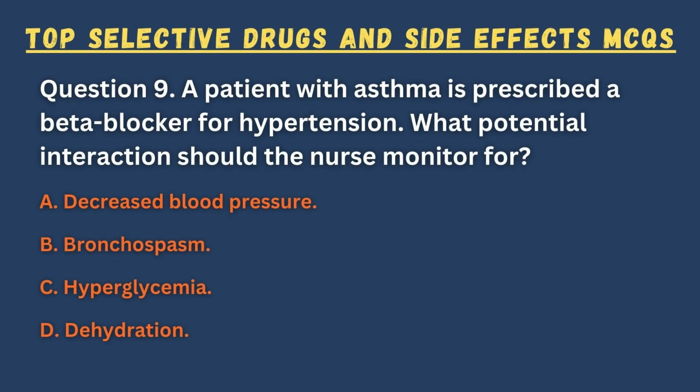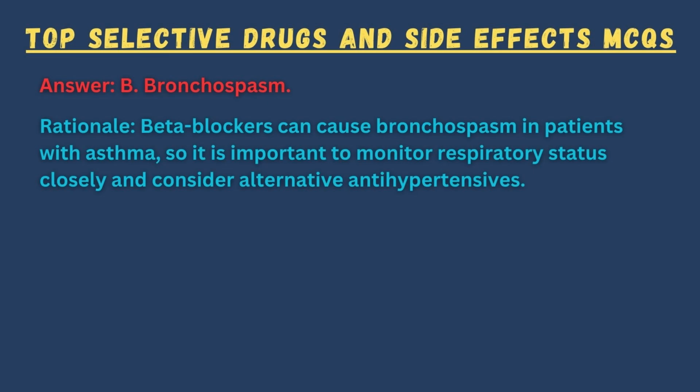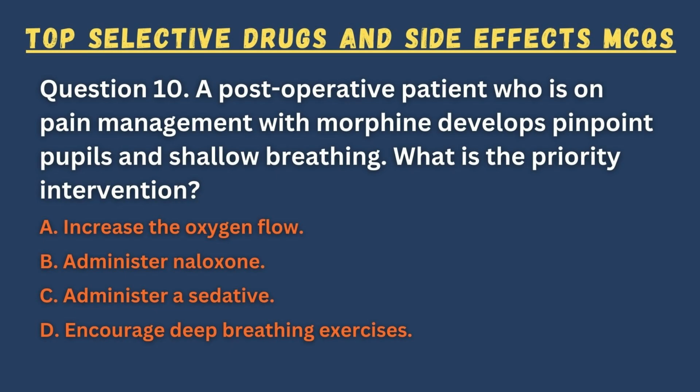Question 9. A patient with asthma is prescribed a beta blocker for hypertension. What potential interaction should the nurse monitor for? A. Decreased blood pressure. B. Bronchospasm. C. Hyperglycemia. D. Dehydration. Answer: B. Bronchospasm. Rationale: beta blockers can cause bronchospasm in patients with asthma, so it is important to monitor respiratory status closely and consider alternative antihypertensives.